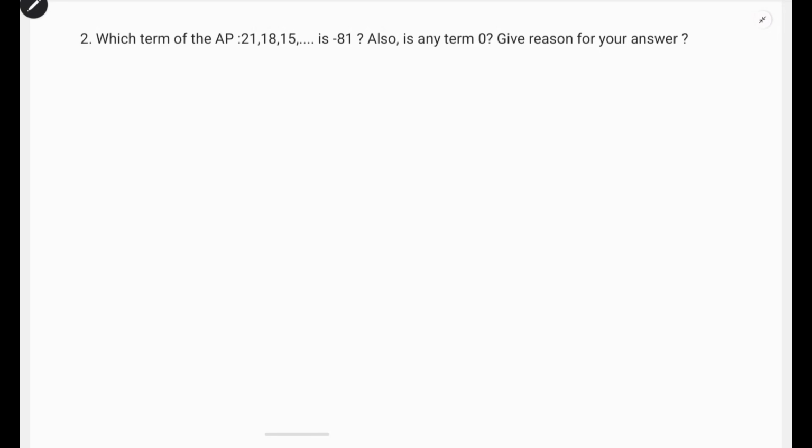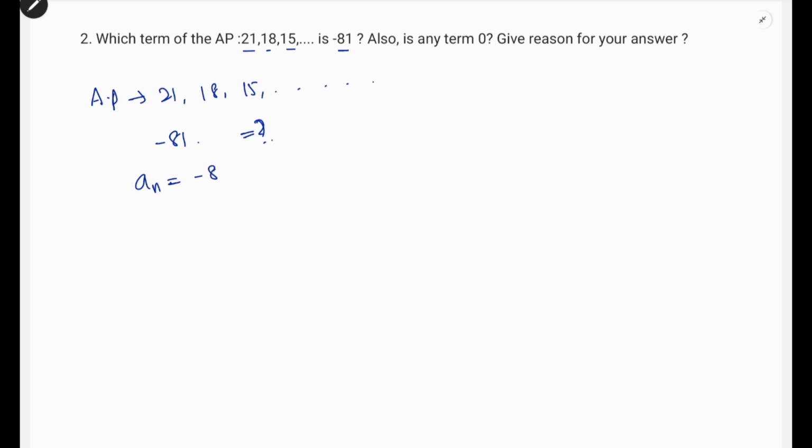Next one. Which term of the AP 21, 18, 15 is minus 81? Here the arithmetic progression is given as 21, 18, 15 and so on. It is asked that there is a term in this AP that is minus 81, but which term is it? Here we will take an as the nth term.